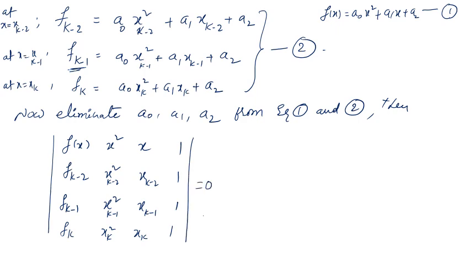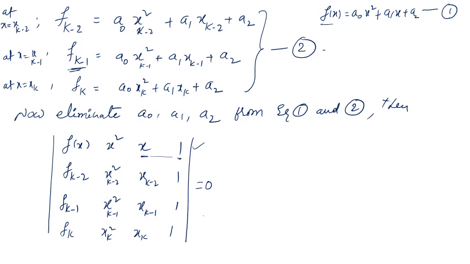This will come in the linear dependence, independence and eigenvectors topic. To eliminate the arbitrary constants, we have to make the determinant equal to 0. And why are we including the first expression, equation 1? Because I have to get the polynomial first. That is why I have included this first row, f of x, x square, x, 1. Clearly, once again, f of x is the left side of equation 1. Next, x square is the coefficient of a0, x is the coefficient of a1, 1 is the coefficient of a2.